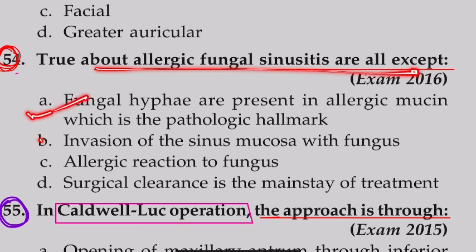Invasion of sinus mucosa with fungus, it might not be right. Allergic reaction to fungus, yes, it is right. Surgical clearance is mainstay of treatment, yes, it is. So invasion of sinus with fungus is not the right answer.